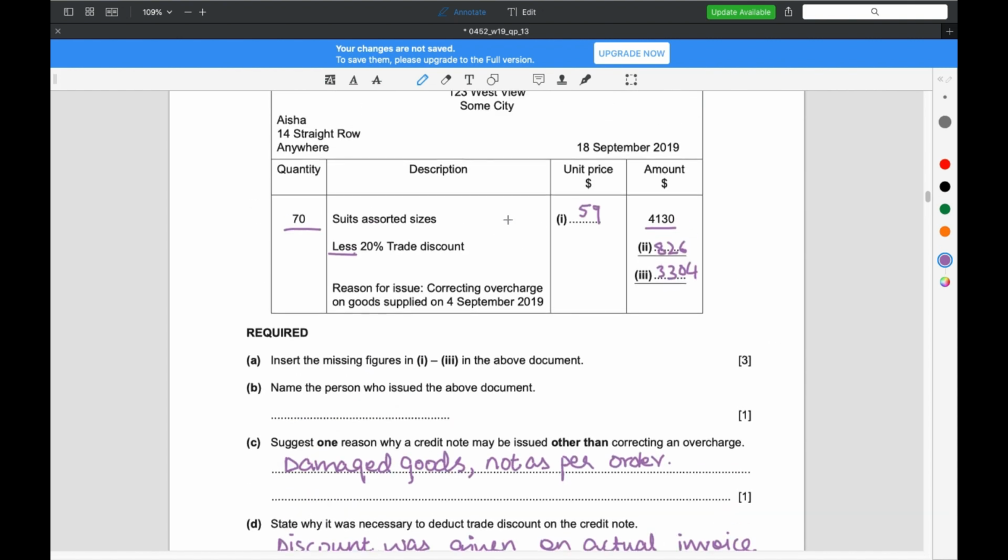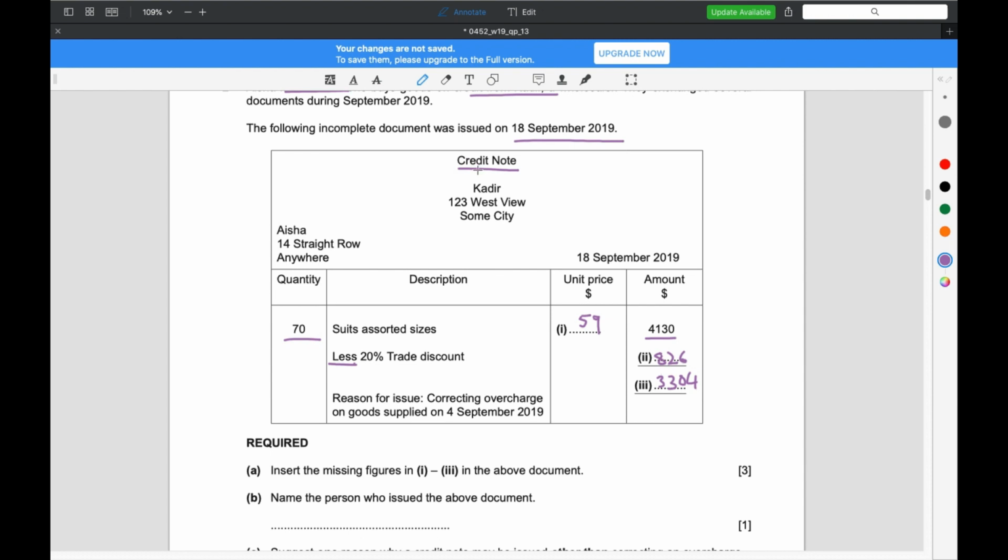All right, so in part B, he says name the person who issued the above document. Now the above document is a credit note. A credit note is technically a sale return, right? And a debit note is a purchase return.